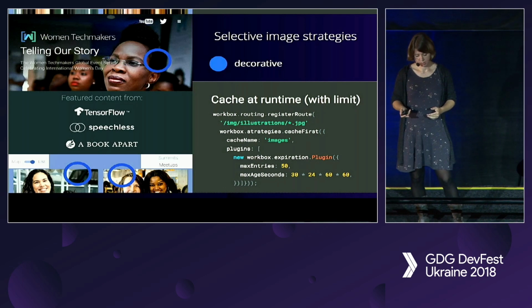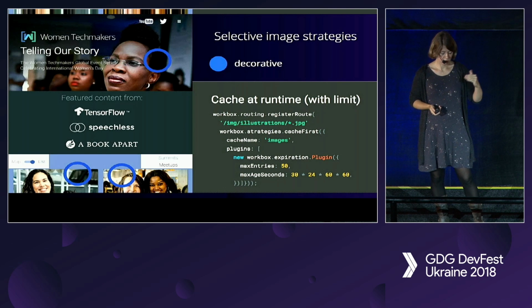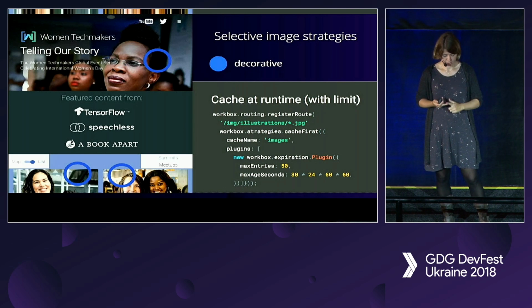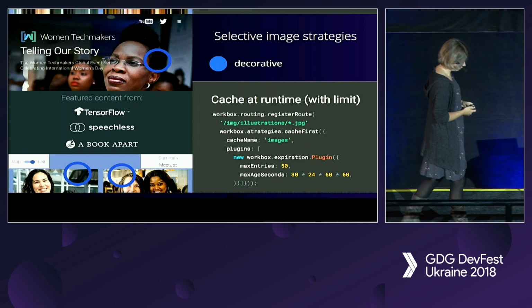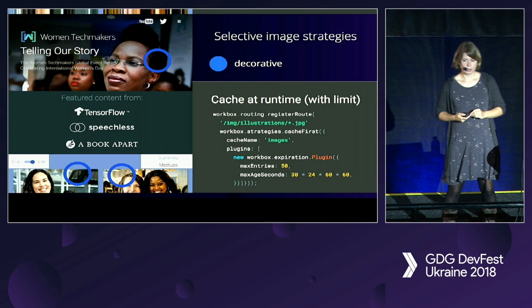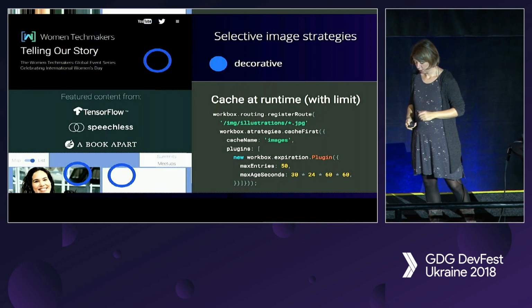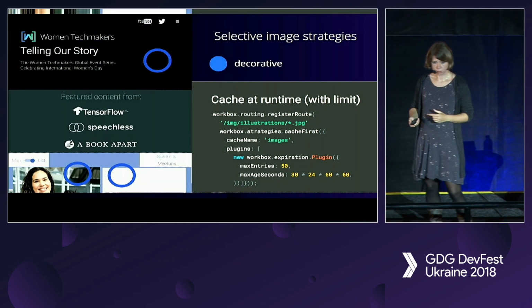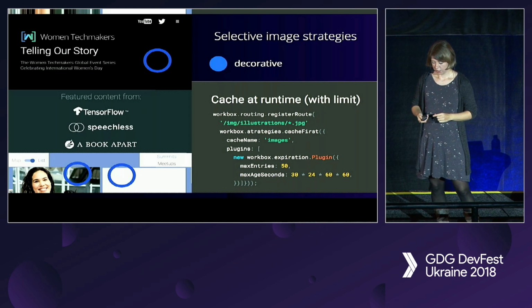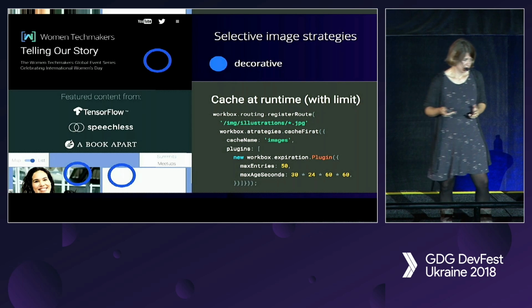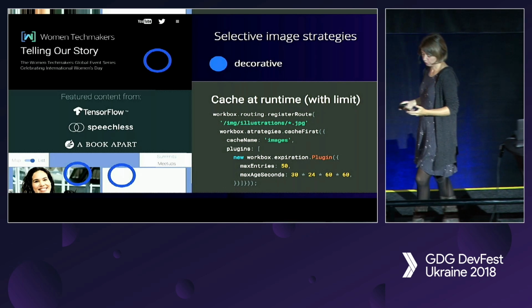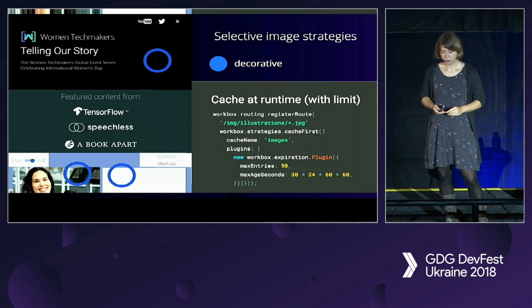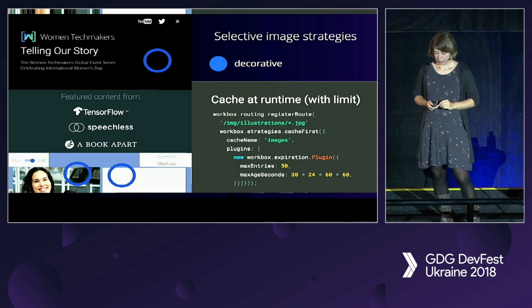The important part here is I don't only cache everything on runtime, but I set the max entries and the max age seconds, which means that I don't overrun the cache. This also means that sometimes those images will not be in the cache, and they might be missing if they're not in the network as well. But this is okay. I apply this strategy to the images where I can afford for them not to be found in the cache, and I can fall back to, I don't know, a CSS color, or just allow them to not be there.